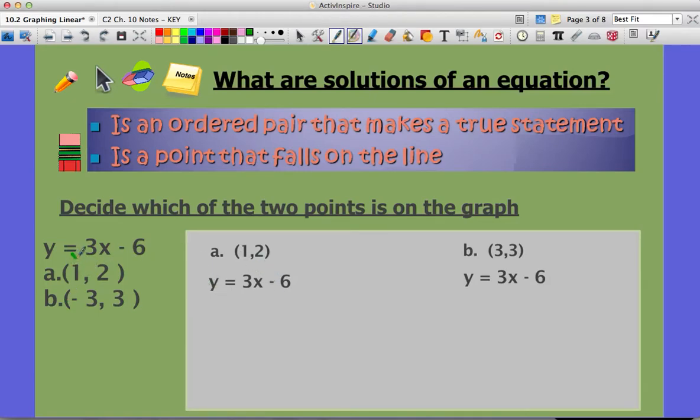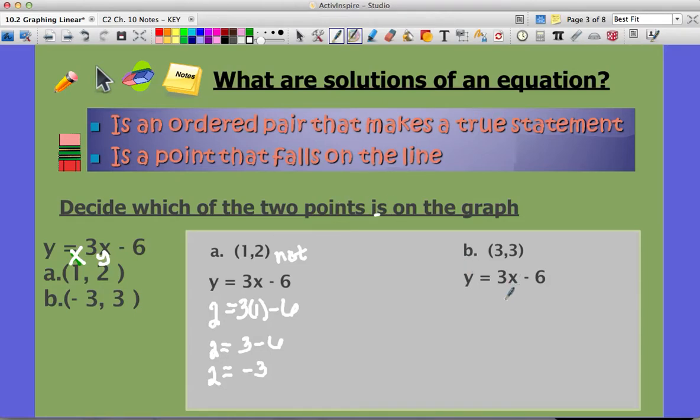So, because the first one is always my x value, I know I have to put that in for x, and the second value in for y. So let's try it with 1, 2. So I have 3 times 1 minus 6 is equal to 2. 3 times 1 is 3. 3 minus 6 gives me negative 3. And since that is not equal to 2, this is not a solution to the equation.